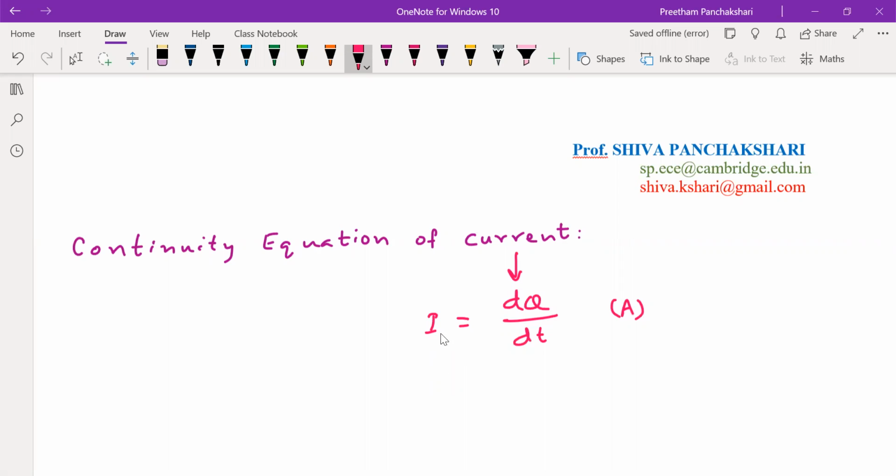So current includes the flow of charges, the movement of charges or change of charge at a point from time to time. It's coulomb per second. So charges produce current. This continuity equation of current is based on the conservation principle of charge.